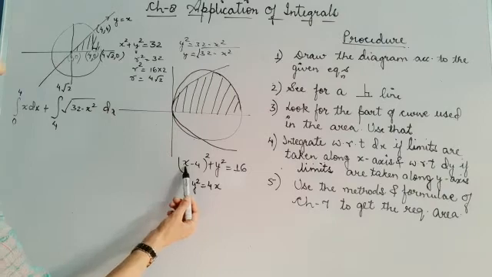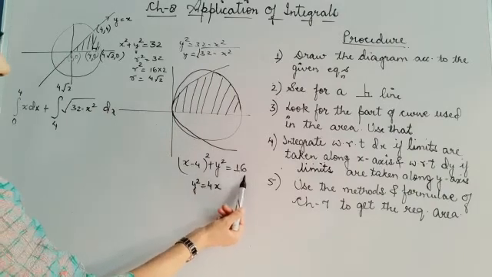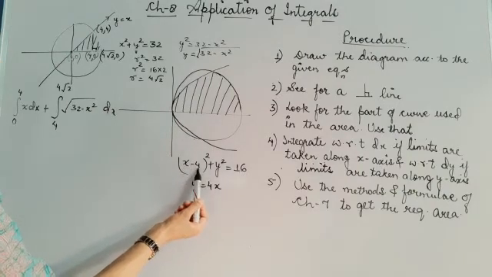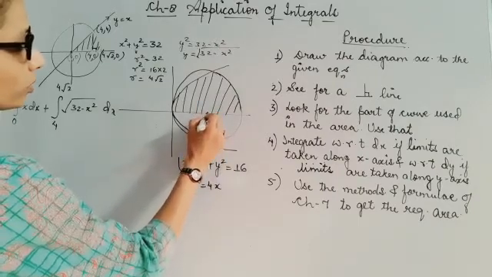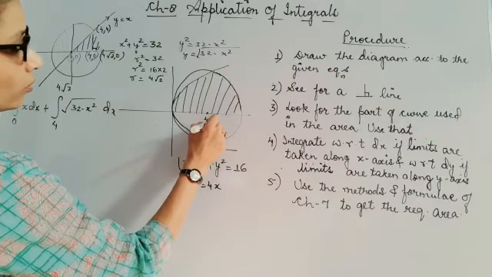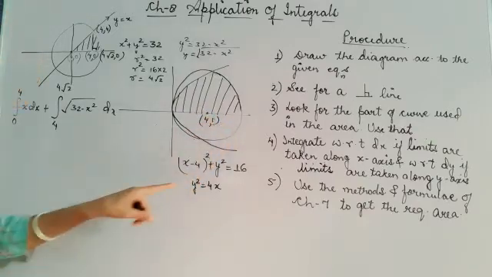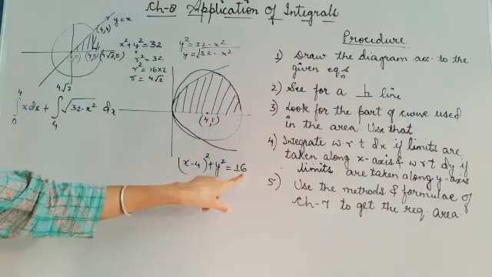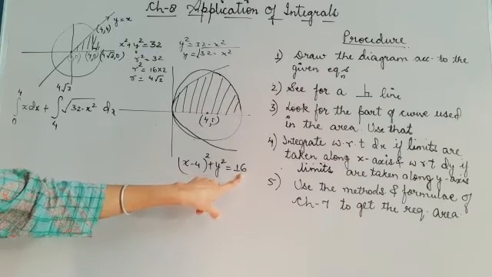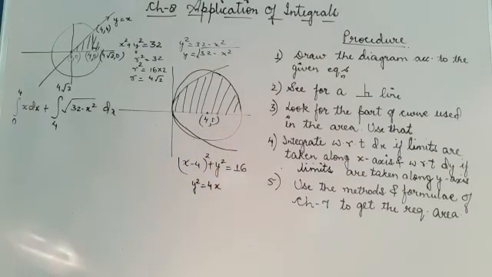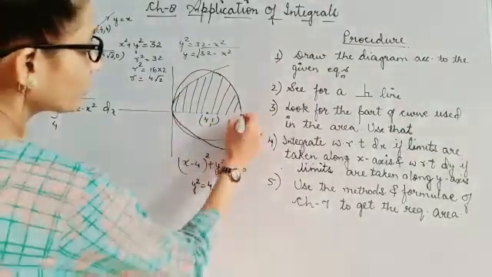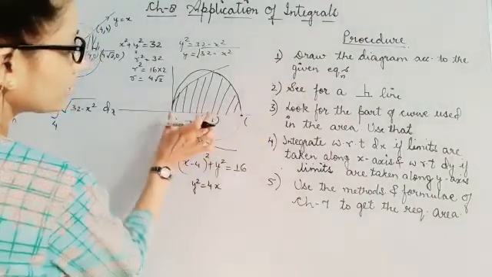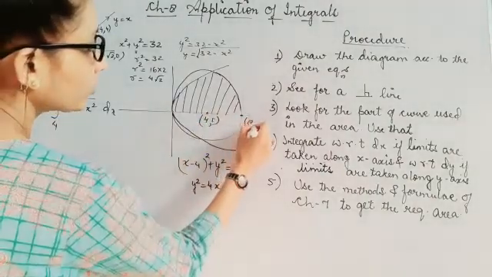Now let's see the next figure. Here I am given the equation of a circle whose center lies at 4, 0. That means let's suppose this is my center, 4, 0. The equation is equal to 16, so the radius here is given to you as 4. So this is the radius which is 4, and I can find out this coordinate also. This is 4, this is 4, so this is 8, 0.